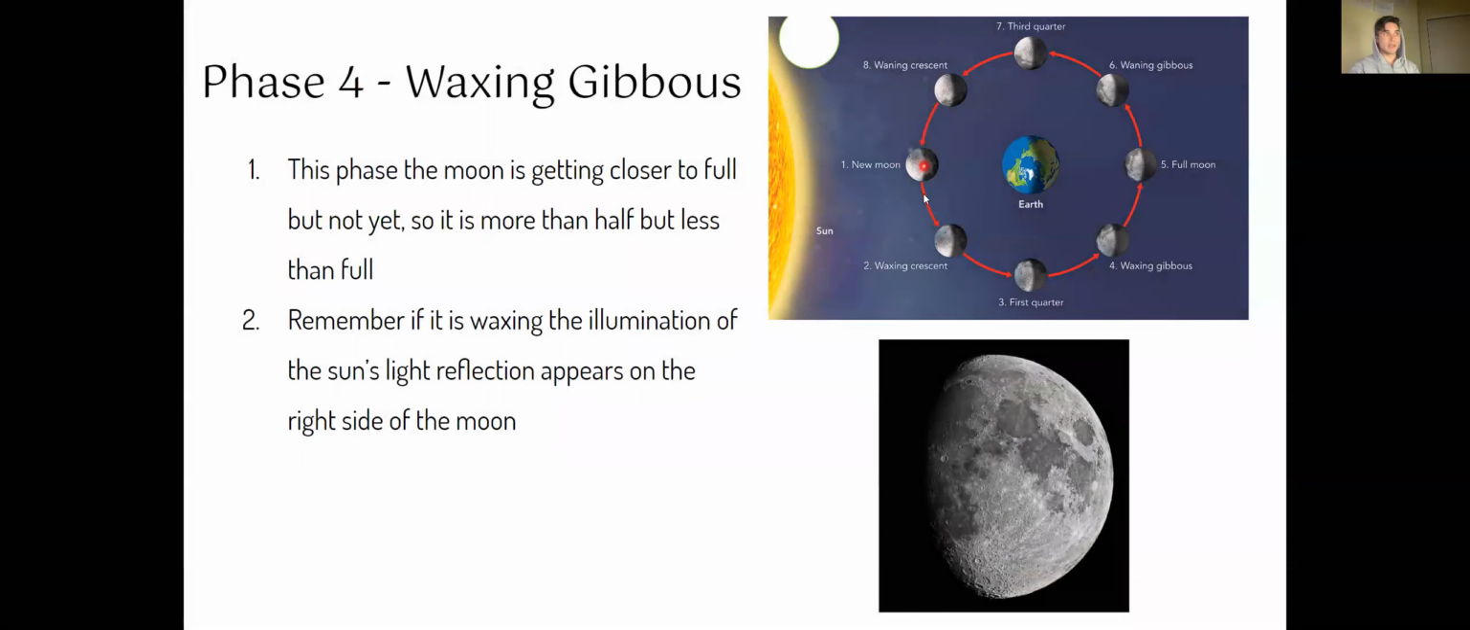Phase 4, keep on going. Waxing gibbous, it's a little bit more, it's still on the right side, so it's waxing, it's getting bigger. Gibbous means that it's more than half but less than full. So it's not a full moon yet, but it's more than the half.